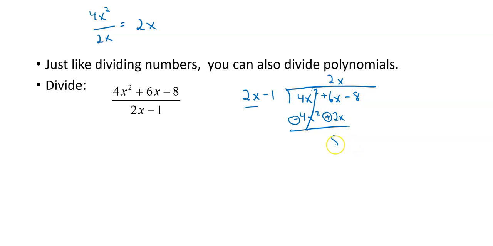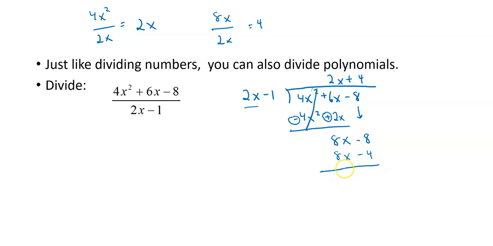6x plus 2x is 8x. So I get 8x, bring down the next term, minus 8. Take leading terms and divide them. So 8x is a leading term on the bottom. 2x is a leading term as the divisor. I end up with 4. Again, we multiply. 4 times 2x is 8x. 4 times negative 1 is negative 4.